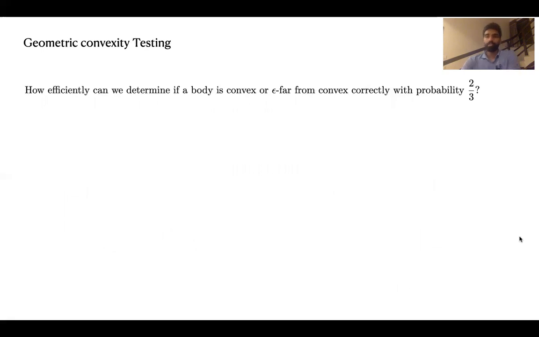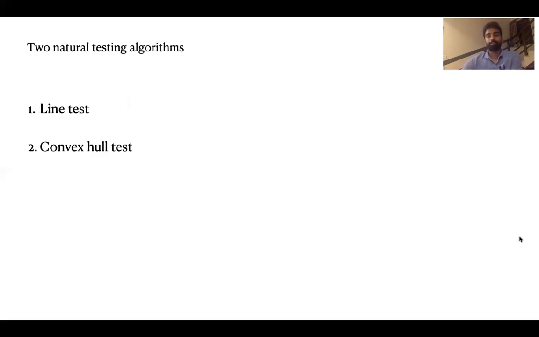So this is the formal statement of the geometric convexity testing problem. How efficiently can you determine if a body is convex or far from convex with probability 2/3? And the major open question in this area is, can we do it using a polynomial number of queries? First, there are two natural testing algorithms which people have considered. One is the line test and the other one is the convex hull test. Let's look at both the algorithms and see if they're efficient or not.